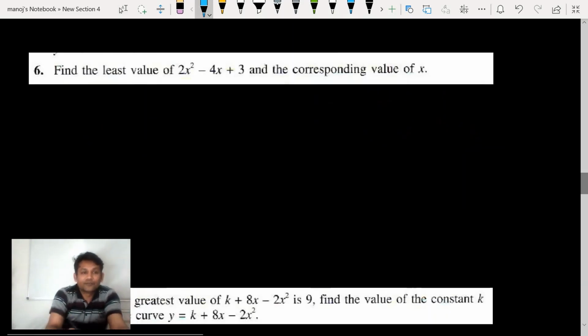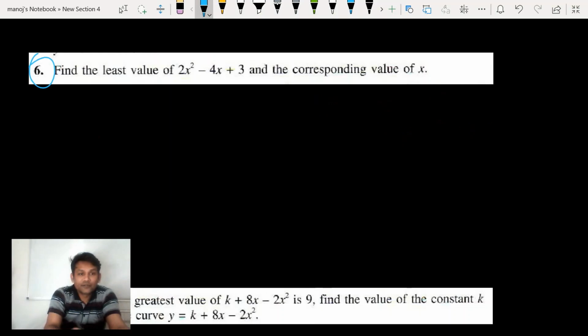Question number 6. Okay, question number 6. Find the least value. Least means you're finding the minimum value of this. Minimum value means you're finding the minimum value of y and the corresponding value of x. Okay. y is equal to 2x square minus 4x plus 3. What do you want to use? Complete square formula or expanding formula? I can use both methods, but okay.